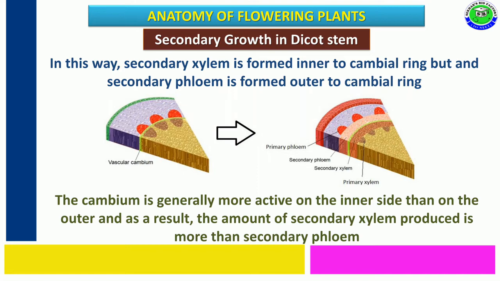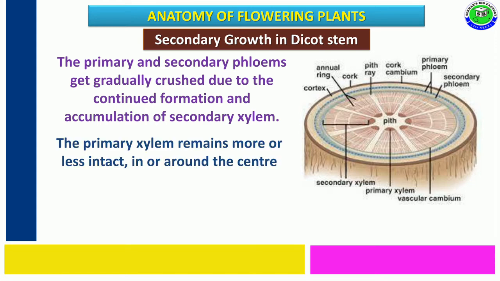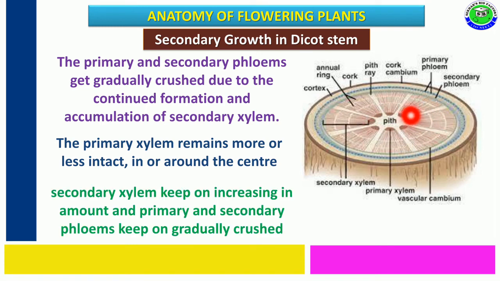So the primary and secondary phloem which are formed towards the outside of the cambium ring are gradually crushed due to the continuous formation and accumulation of secondary xylem. So the primary xylem remains more or less intact in or around the central pith. The secondary xylem keeps increasing in amount, and the primary and secondary phloem present at the periphery are gradually crushed.